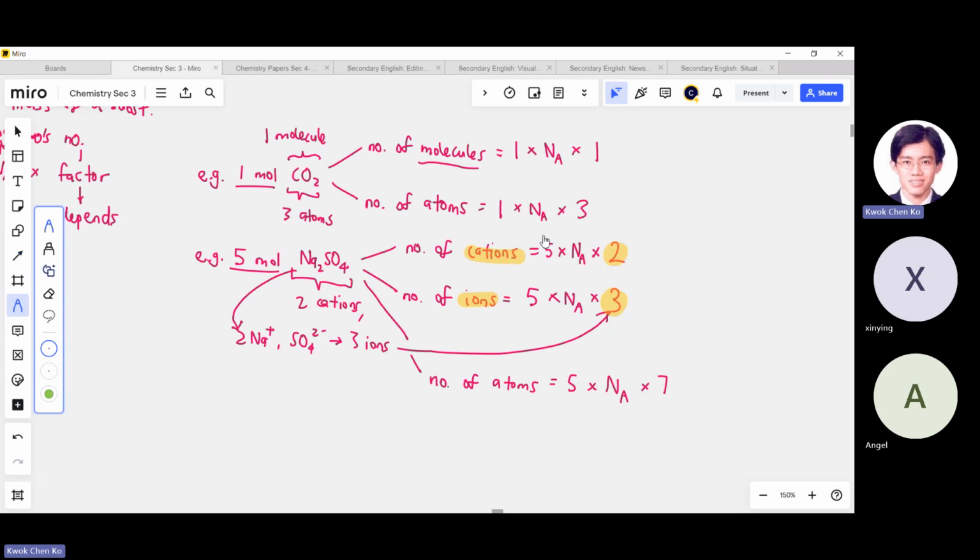Because they asked for atoms. Okay, so this guy has 7 atoms. That's why the factor is 7. So it depends on what the question asks for. That will decide the factor. How many hours? 24.